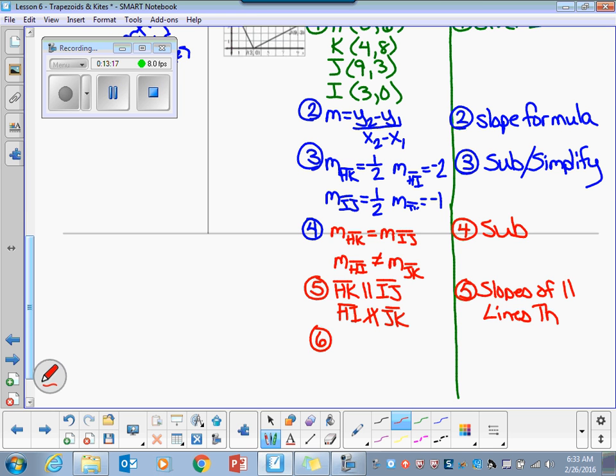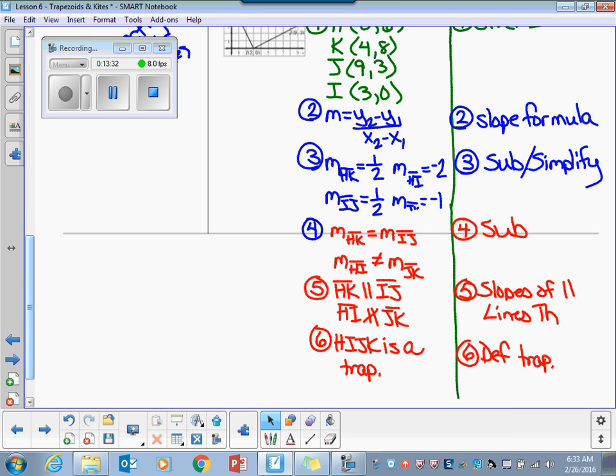Therefore, HIJK is a trapezoid. Definition of trapezoid. Isn't it beautiful how that information from Unit 3, which is really from Algebra 1, comes back into play here as we look at a little introduction to coordinate geometry. You'll do a lot more coordinate geometry in the last lesson of this unit.